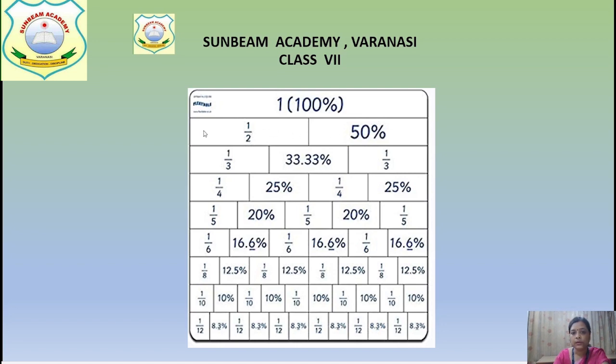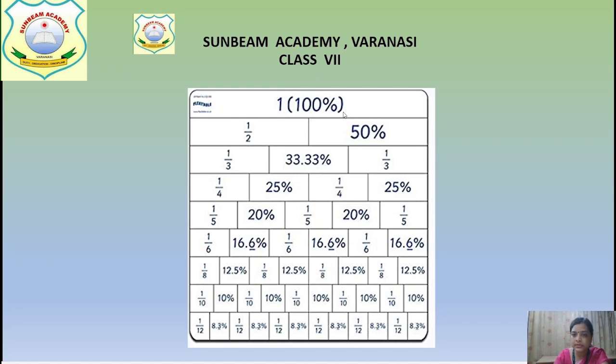One part can be written as half. If you write it in fraction, you write it as 1 by 2, and if you write it in percentage, then it is 50%. Then if you divide the same box into three equal parts, in fraction it is written as 1 by 3. Out of 3, 1 is this, out of 3, 1 is this, and this is also 1 by 3, or we can write it in percentage as 33.33.